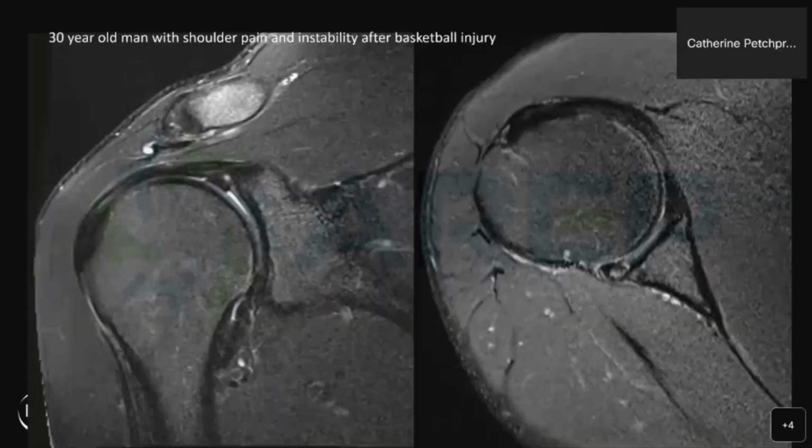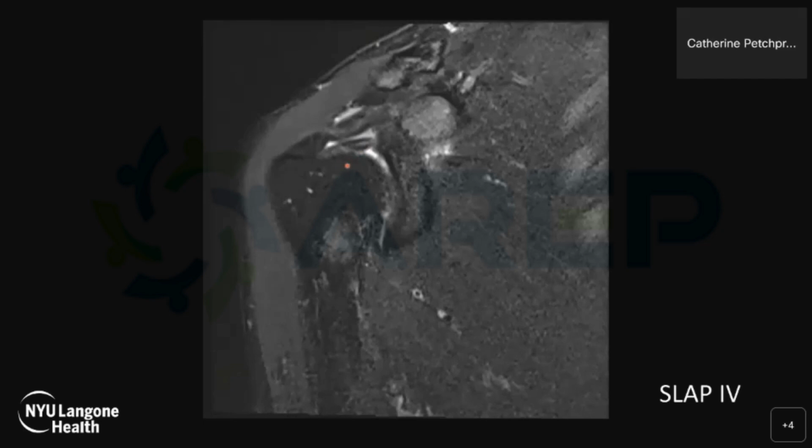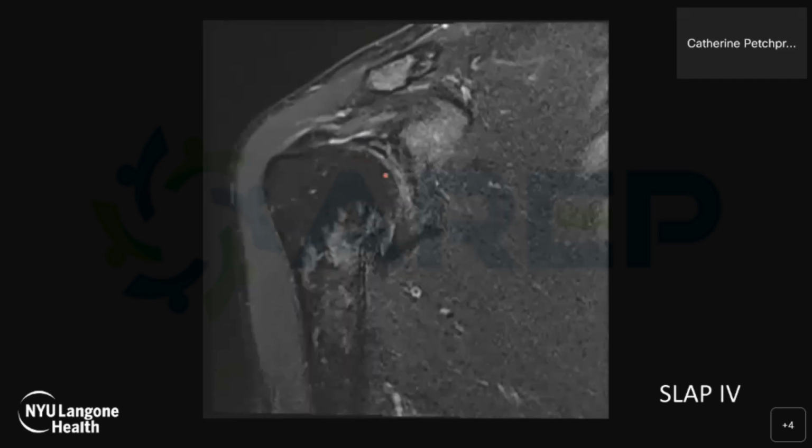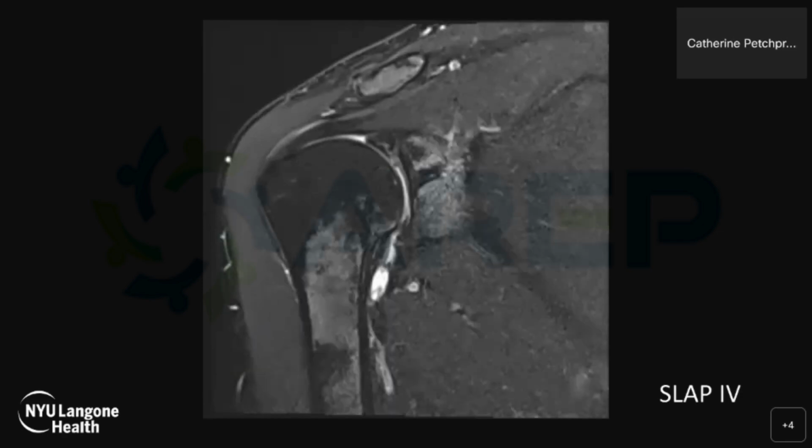This is a 30-year-old man with shoulder pain and instability after a basketball injury. Coronal oblique and axial images reveal hyperintense signal underlying the base of the posterior superior and posterior labrum. In another case, contiguous coronal oblique images show increased signal within the intra-articular biceps tendon due to a split tear contiguous with the tear at the base of the superior labrum, which propagates posteriorly.